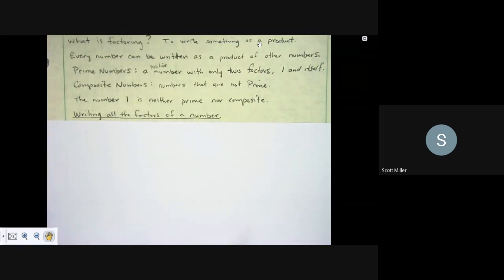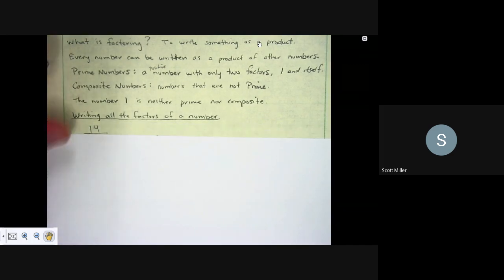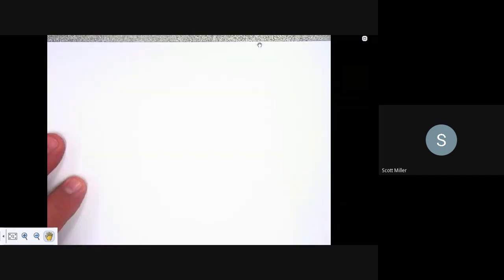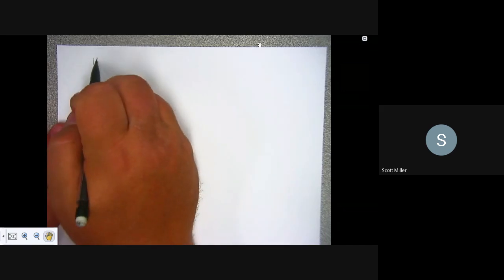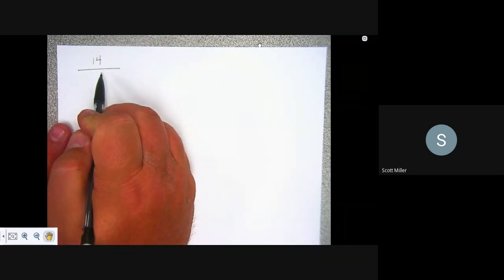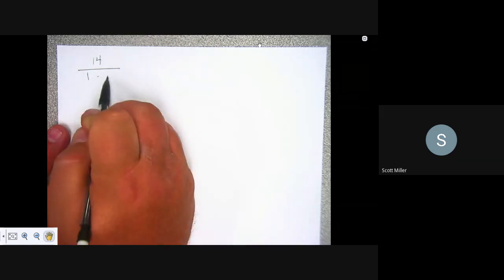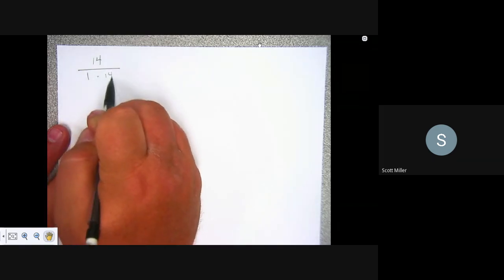Writing all the factors of a number. Okay, this is a skill that we need for factoring techniques. So we want to write all the factors of a number. And I think I have an example, 14. I'll do this one with you. So usually what you did back in grade school when they taught you this technique, there's 14, you draw a line, and then you start listing the factors. So you start giving me two numbers that multiply and equal 14. And you should always start with the number 1. So 1 times what is 14? 1 times 14 is 14.